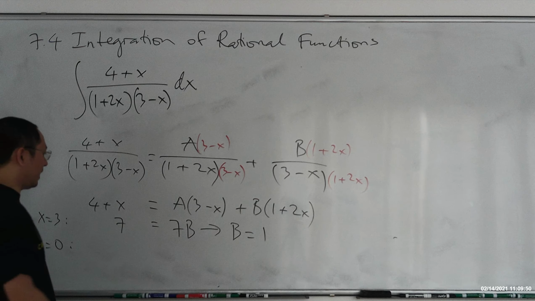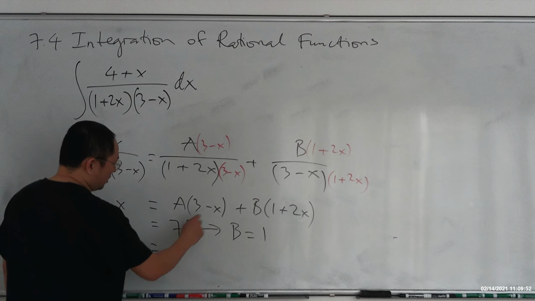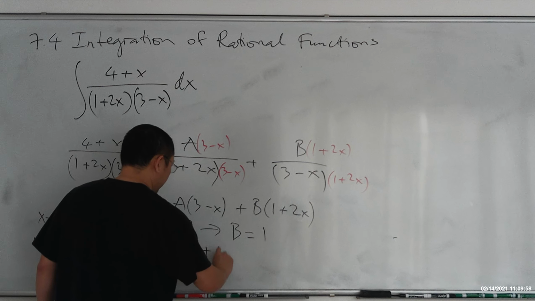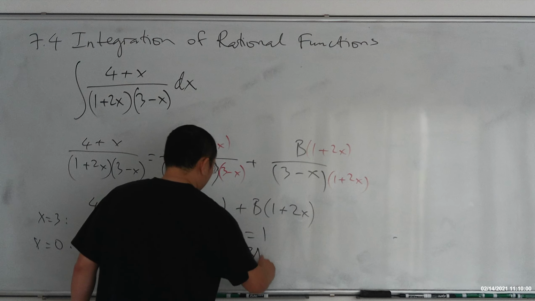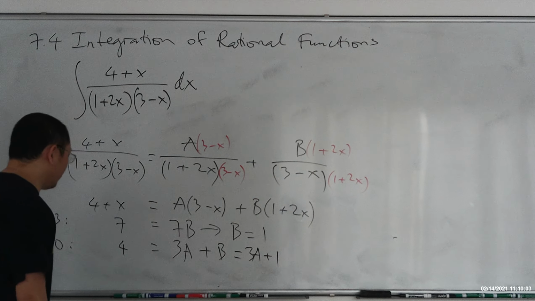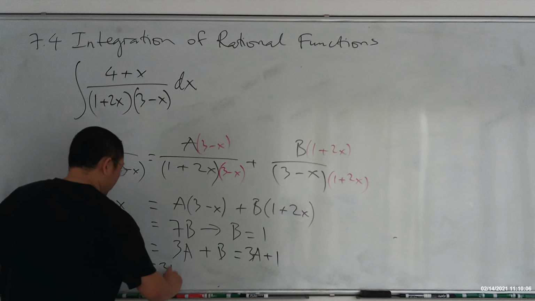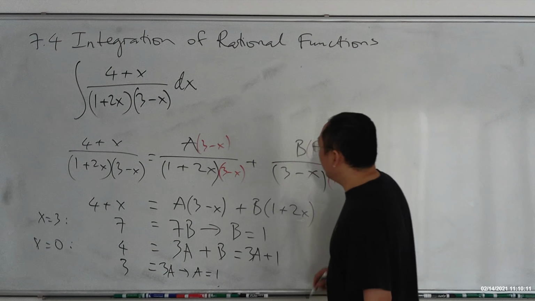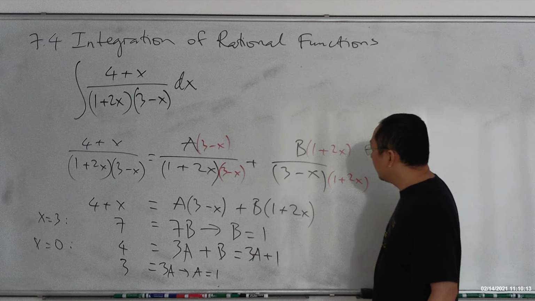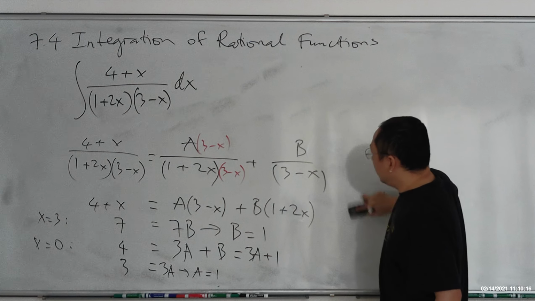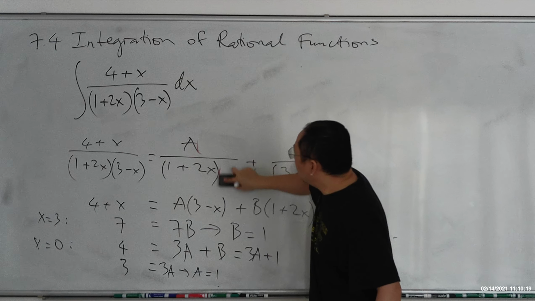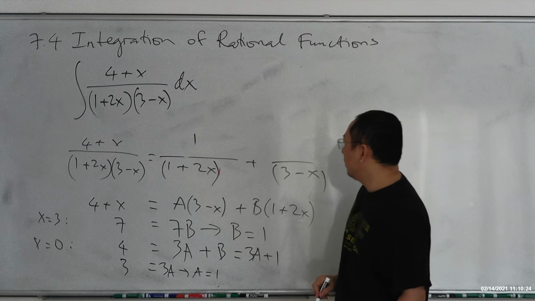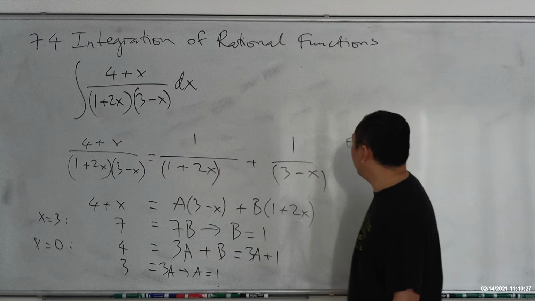Okay. So if x equals 0, I got what? 4 is equal to 3a, 0 right here, so plus b, which is 3a plus 1. And I can solve for a from here. I got 3 is equal to 3a, so of course a is also equal to 1. So what do we have in here? We have that a is 1 and b is 1, so if you decompose that fraction, you're going to have 1 over 1 plus 2x and 1 over 3 minus x.